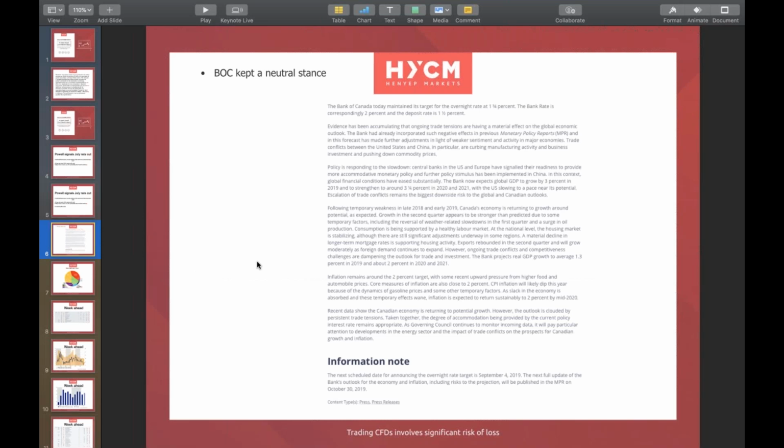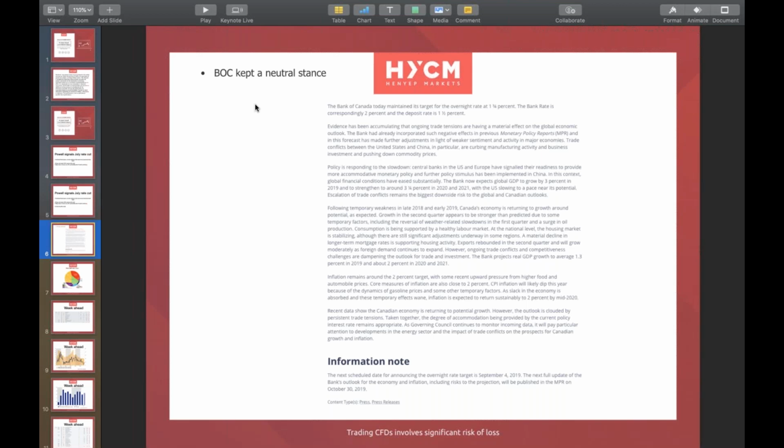Now, the other event that's worth being aware of from last week is the Bank of Canada. Now, the Bank of Canada met and they have maintained their target rate flat, and they were slightly more dovish than the market was expecting. However, the Bank of Canada has kept a neutral stance.